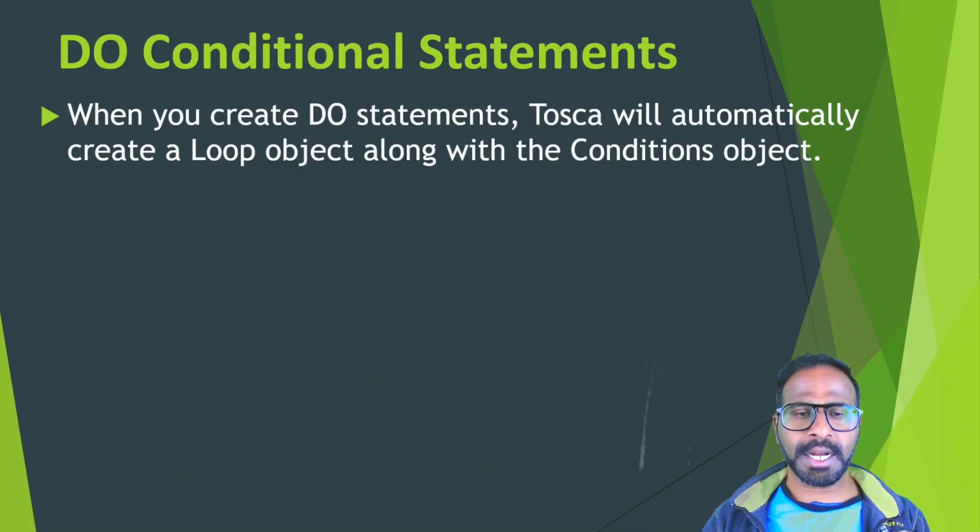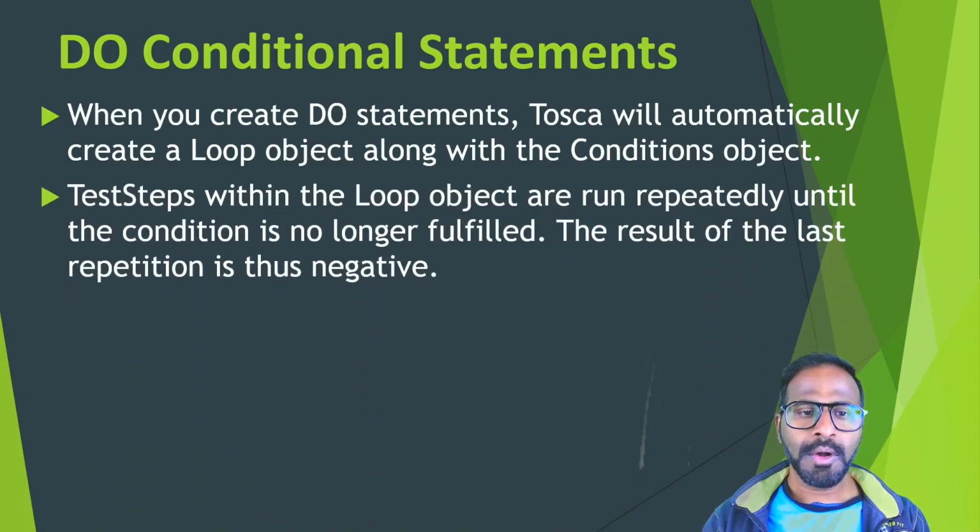So first of all, let us understand what a do conditional statement is. When you create do statements, Tosca will automatically create two objects. The first object is a loop object, along with a second object called the condition object. The test steps within the loop object, whatever you define, are run repeatedly until the condition is no longer fulfilled. So the result of the repetition is thus negative.